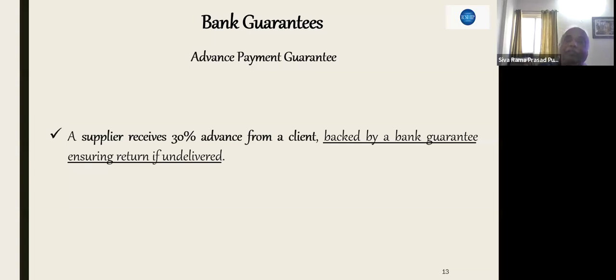But the buyer also requires, once you have not supplied, who will pay that 30%? For that, a bank guarantee is required. Then I will pay the amount to you. So bank guarantees are the order of the day for every business organization.